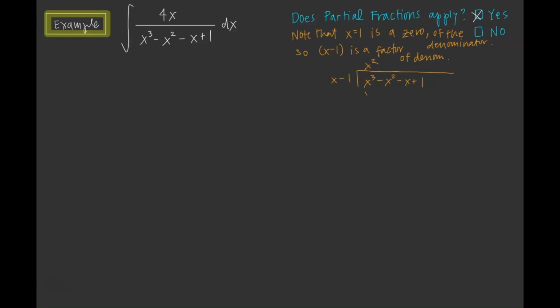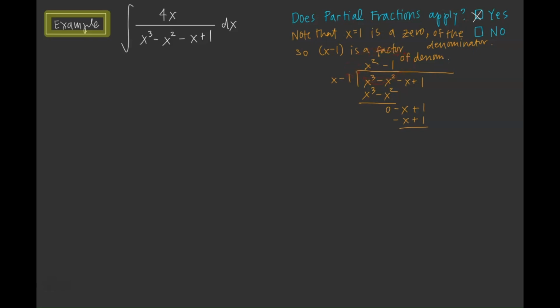And x squared will produce an x cubed minus x squared. That becomes a 0, minus x plus 1. And so that would be a minus 1, minus x plus 1. Okay, so it looks like this is where the other factors are.